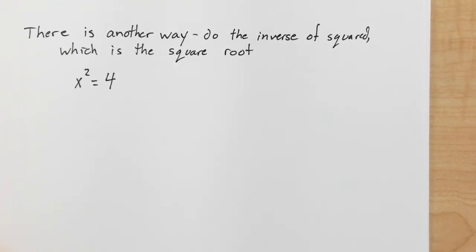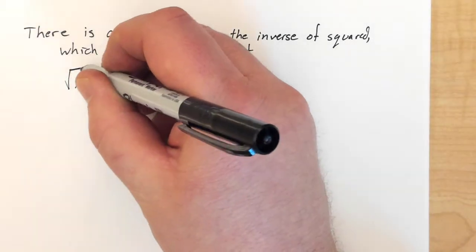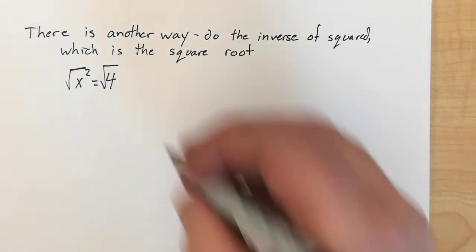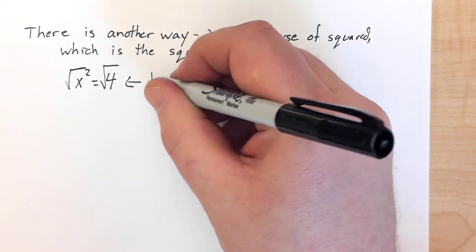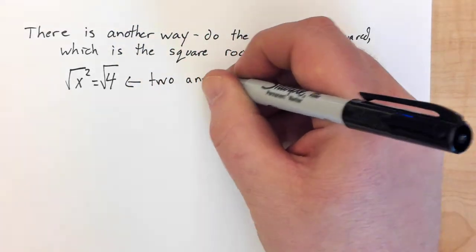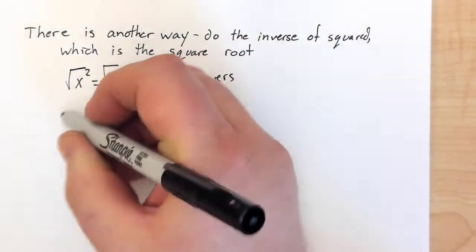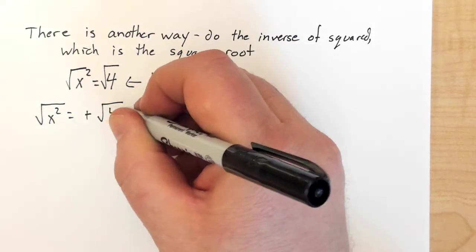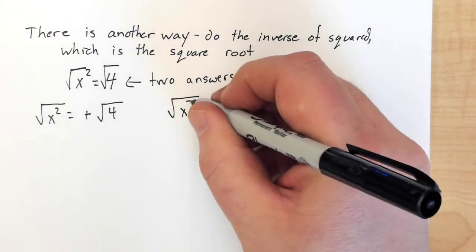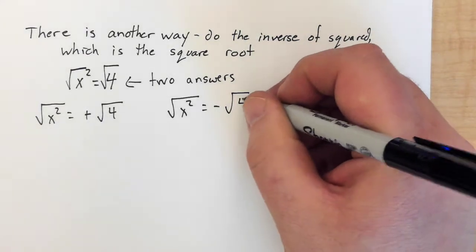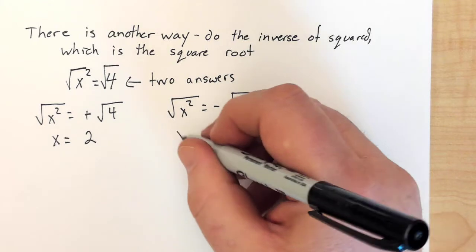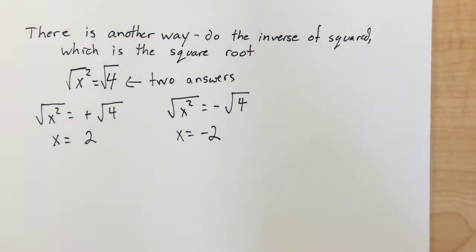But there's a second way to solve this problem, and that is to take the square root of both sides. We've learned that squaring and square rooting are inverse operations. And so I can, if I want to, take the square root of both sides. But when I square root both sides, I need to remember that I'm going to get two answers. And so this actually becomes the square root of x squared is positive square root of 4, and the square root of x squared is negative square root of 4. And so that's why I get two different answers. X is 2 and x is negative 2.